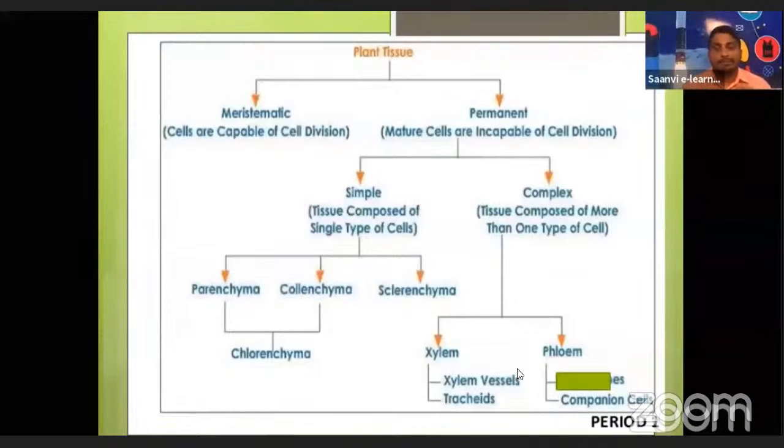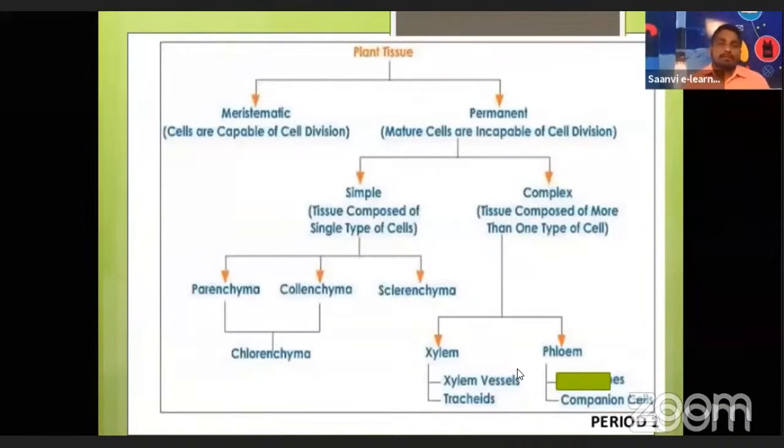Next, the second one, permanent. The cells here are mature. The mature cells are incapable of cell division. There is no capability of division. Again, permanent tissue can be divided into simple and complex.